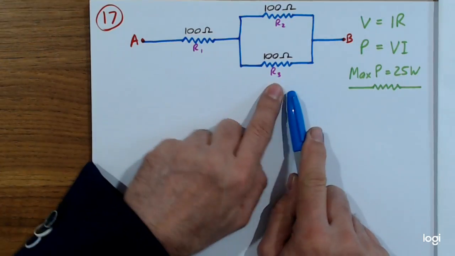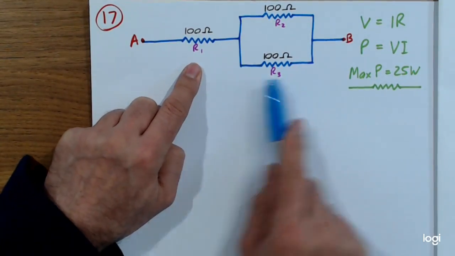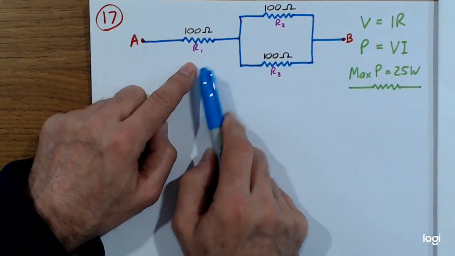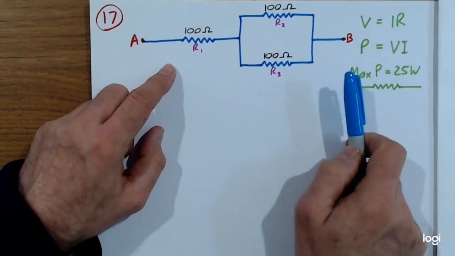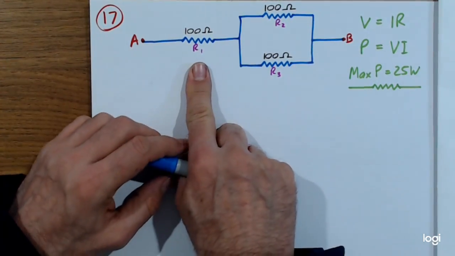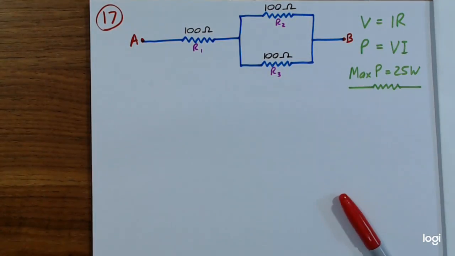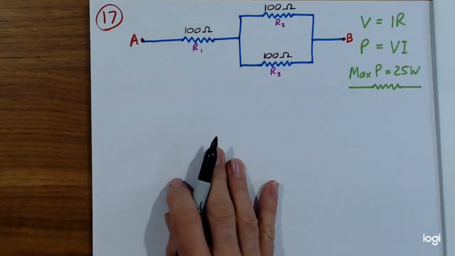If we let these guys get up to 25 watts, that only means that this one's got even more power going through it, and that's too much for it. So this is the starting point. We're going to start by assuming that at the maximum for this whole circuit, this one is right on 25 watts. So let me put this to work for you. Okay.